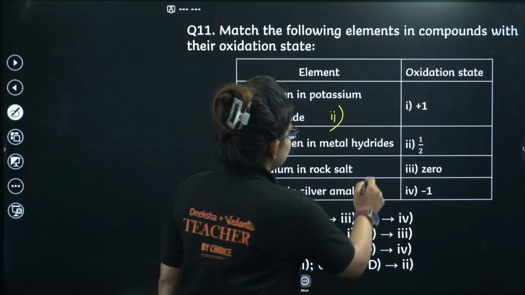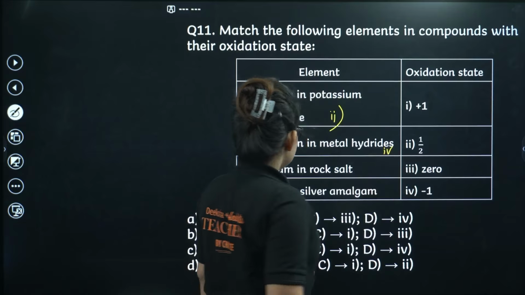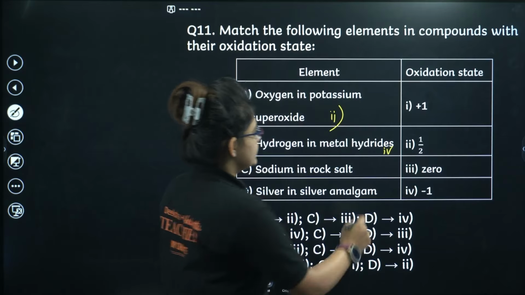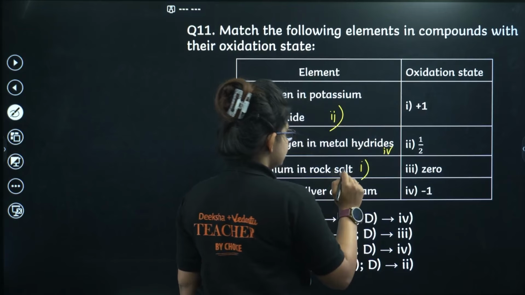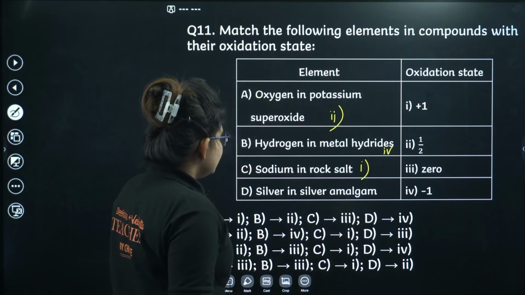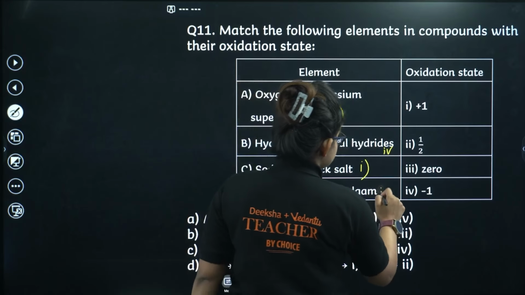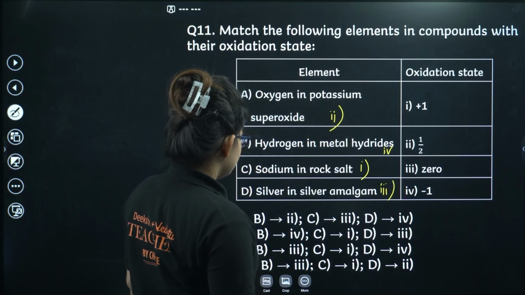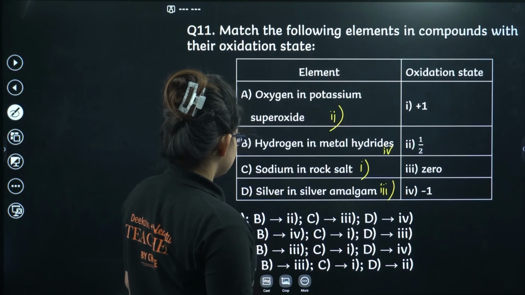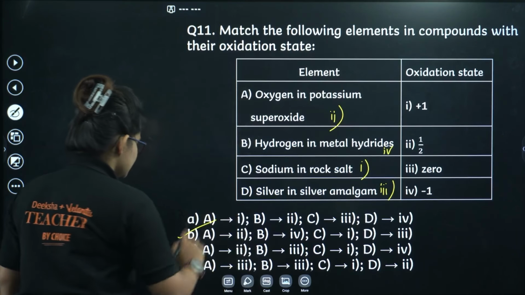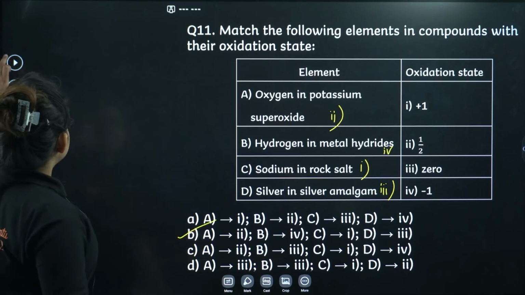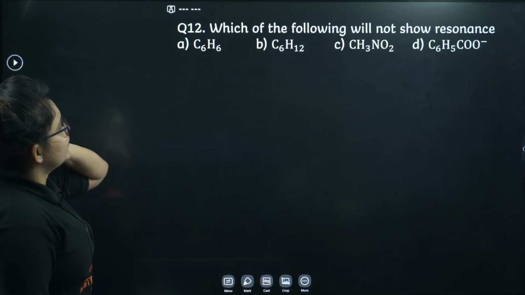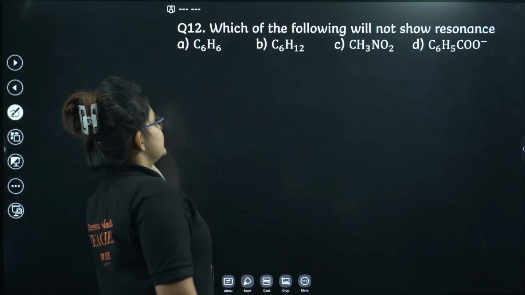So it's going to be 4. Sodium in rock salt, NaCl, that's going to be +1, right? Silver in silver amalgam, that's going to be 0. So check for the option. D is going to be 3, C is 1, B is 4, option B is the correct one, right? Let's proceed further. Here you can see, which of the following will not show resonance.